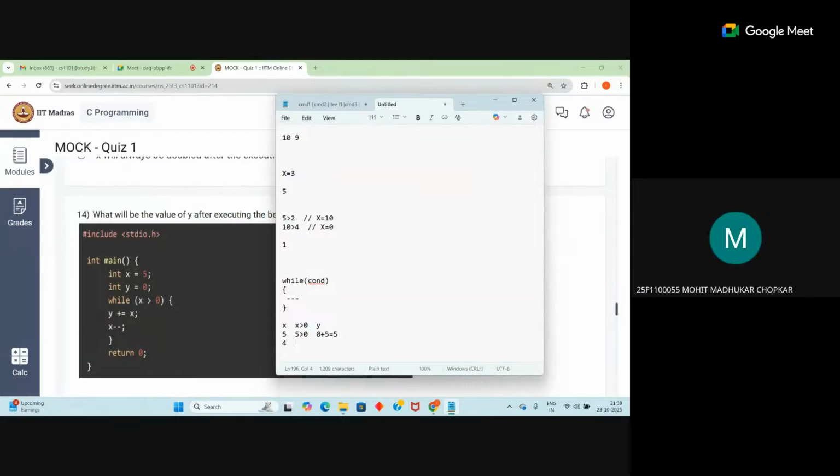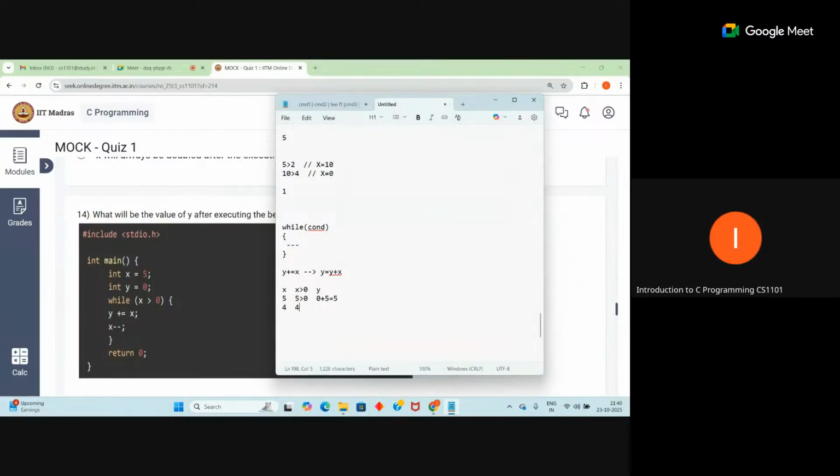Ma'am, this is the decrement operator. y plus equals x means y is equal to y plus x. y is there on both sides of equal to. y plus is equal to x implies y is equal to y plus x. That is the meaning of it. Now x minus minus means the decrement operator. So x will be decremented by 1. So it will become 4.